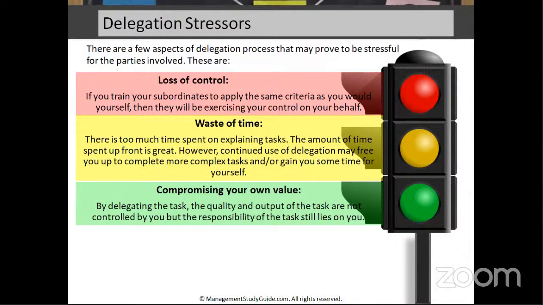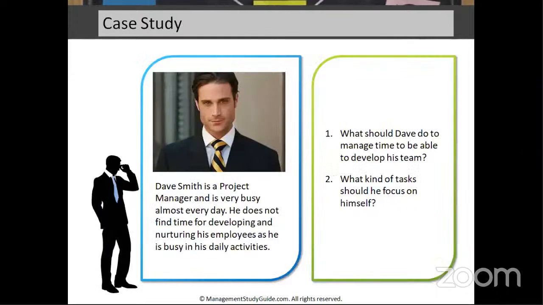Waste of time. There is too much time spent on explaining tasks. The amount of time spent upfront is great. However, continued use of delegation may free you up to complete more complex tasks and or gain you some time for yourself. Compromising your own value. By delegating the task, the quality and output of the task are not controlled by you, but the responsibility of the task still lies on you.